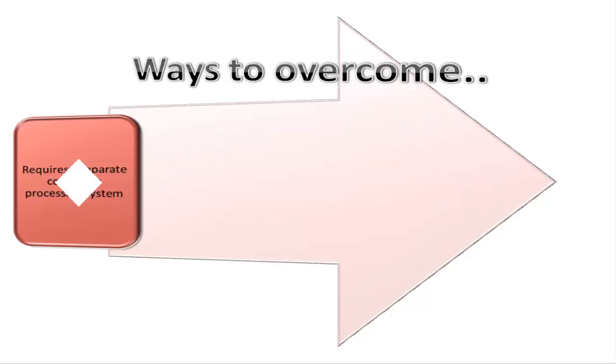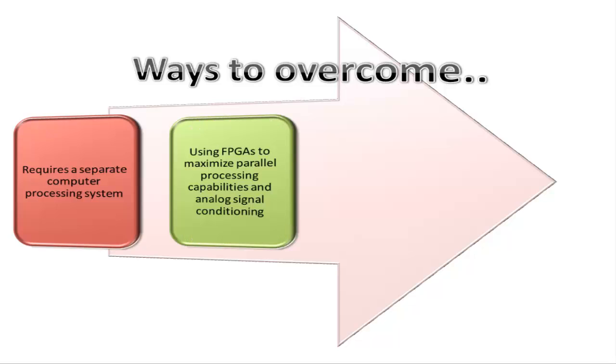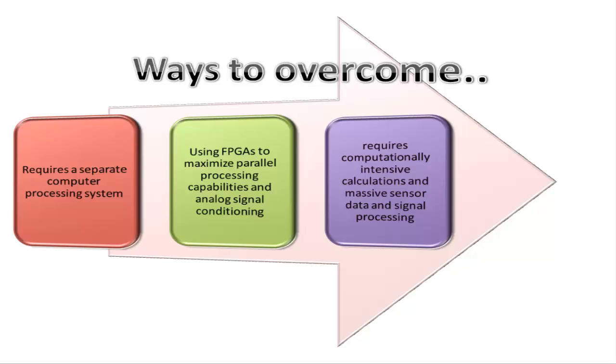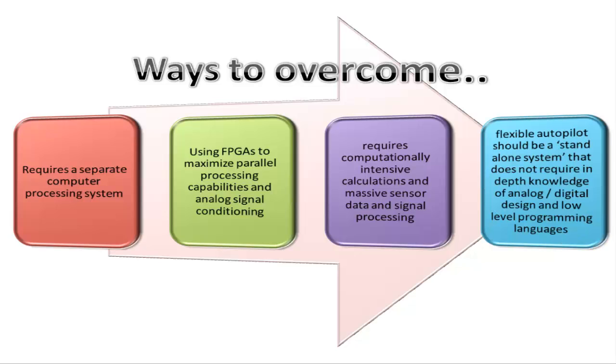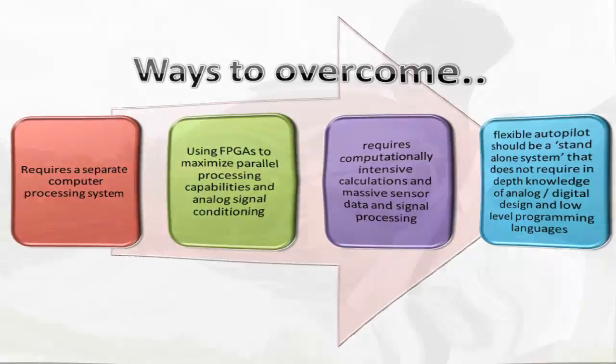As you can see on the screen, these are some of the suggestions to overcome the problems. The first one, we need a separate computer microprocessing. The second one, using FPGAs in order to maximize the parallel processing capabilities and analog signal conditioning. The third one, we also need computationally intensive calculations and massive sensor data and signal processing. And the fourth one is a flexible autopilot that should be a stand-alone system that does not require in-depth knowledge of analog or digital design and low-level programming languages.